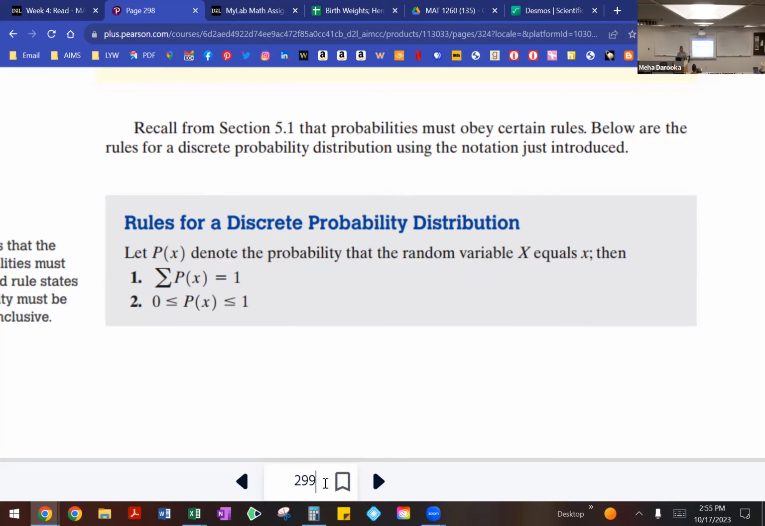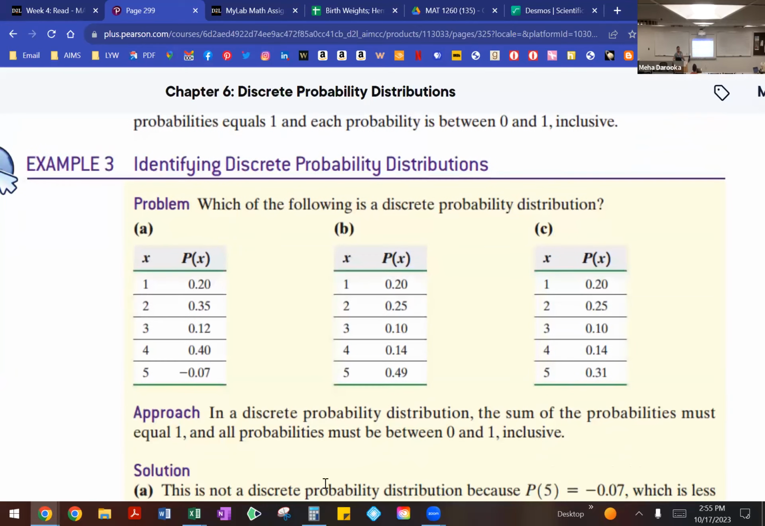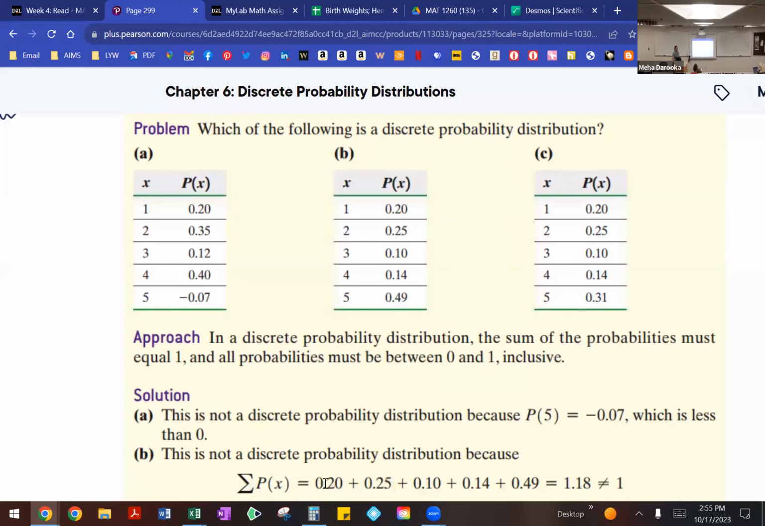So you will notice these rules are the same as what we did in chapter 5. We're just using them now for probability distributions. And again, look at these examples over here. They're asking you just to identify if we have a discrete probability distribution or not. So obviously the total for our P of X column should come out to be 1, and each individual probability has to be between 0 and 1. So which ones of these would you say is not a discrete probability distribution?